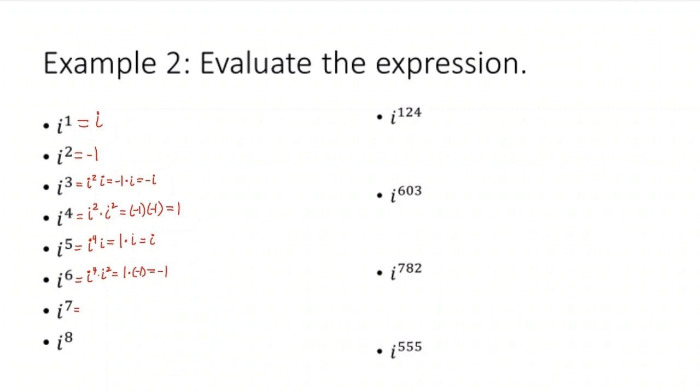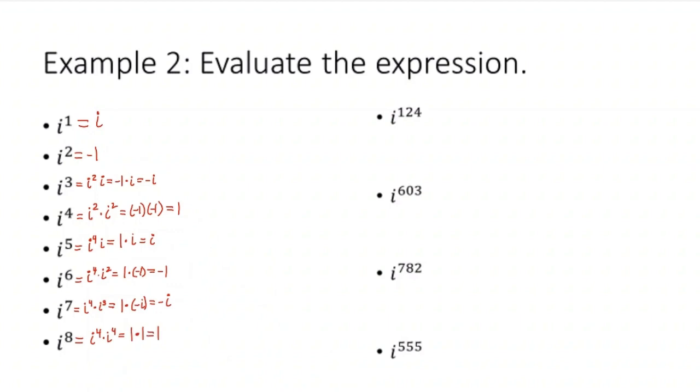Going to i to the seventh, that's the same as i to the fourth times i cubed, both of which we've already figured out the values for. i to the fourth is 1. i cubed we've already found to be negative i. 1 times negative i would just be negative i. So i to the seventh is negative i. And lastly, i to the eighth is i to the fourth times i to the fourth. i to the fourth is 1, and 1 times 1 is 1.